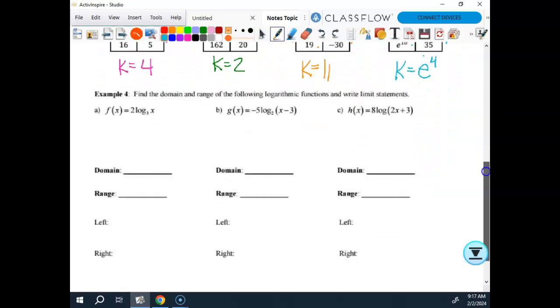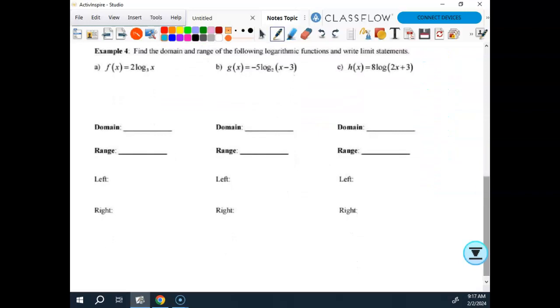Alrighty, good job. Alright, so now we're going to find, we've got some more of these, but these have some transformations in them. We're going to find the domain and range and write our limit statements. So we're going to sketch something first. So when I sketch this, that's just this. Would you agree with that?